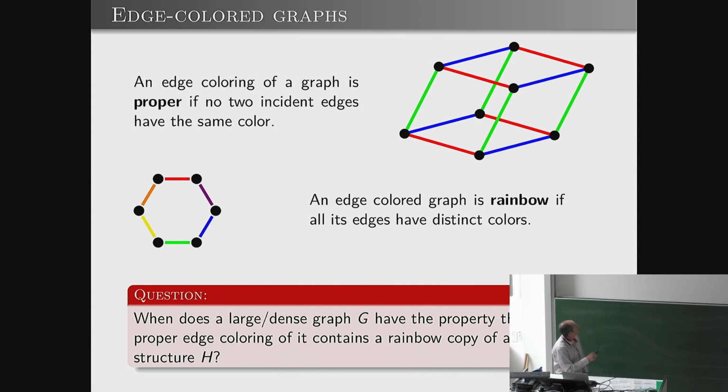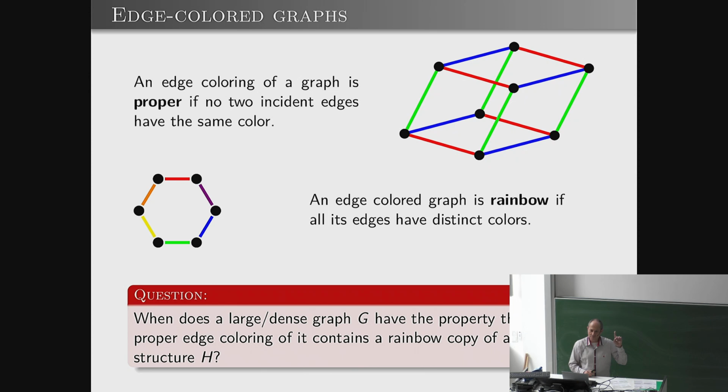I'm referring to the question with the structure H. Right, so H would be a subgraph of a big graph. So I want to look at this graph, and I want to say find the fourth cycle, but in such a way that all the edges of this fourth cycle got distinct colors. And in this picture, for example, there is no one, right?